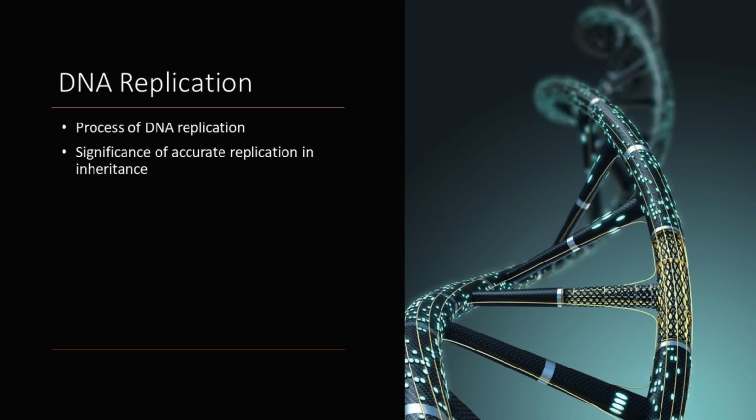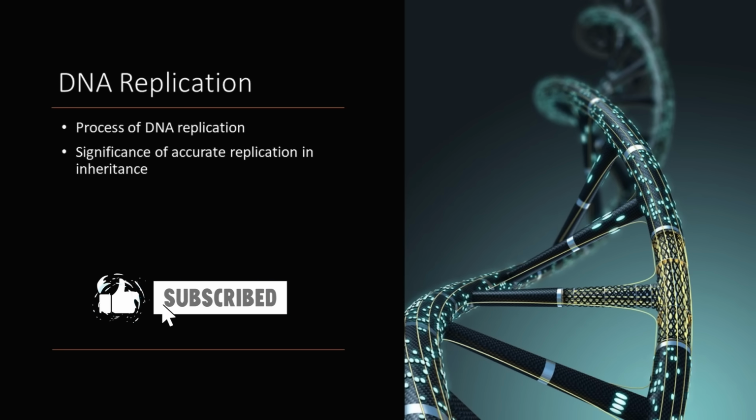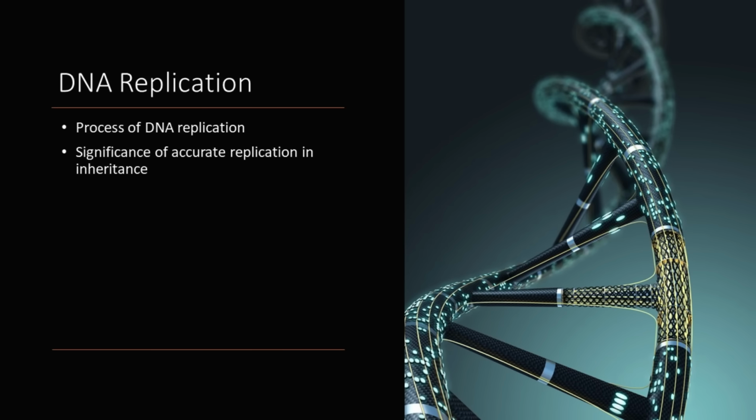The process starts with the separation of the DNA strands, facilitated by enzymes called helicases. Each separated strand serves as a template for the synthesis of a new complementary strand. Enzymes called DNA polymerases add nucleotides to the growing strands, following the base pairing rules, A-T, C-G. Finally, ligases seal any gaps, forming two identical DNA molecules.